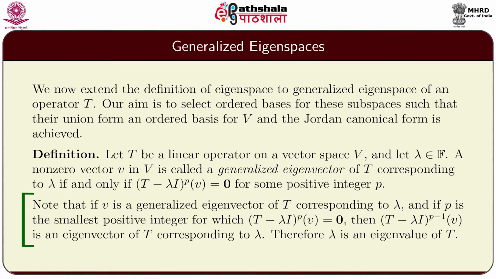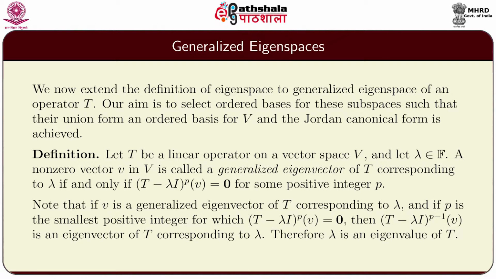Note that if V is a generalized eigenvector of T corresponding to lambda, and if P is the smallest positive integer for which (T minus lambda I) raised to P of V is 0, then of course (T minus lambda I) raised to P minus 1 of V cannot be 0, because P is the smallest positive integer with this property. And therefore, when we apply (T minus lambda I) on that vector (T minus lambda I) raised to P minus 1 of V, then we get 0.